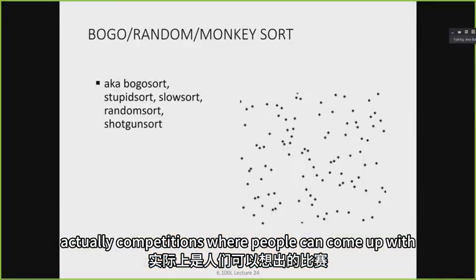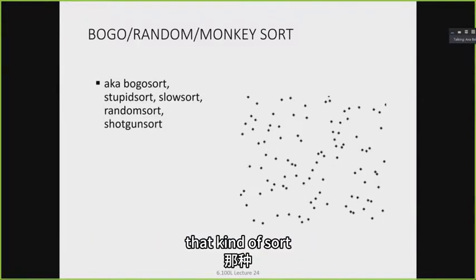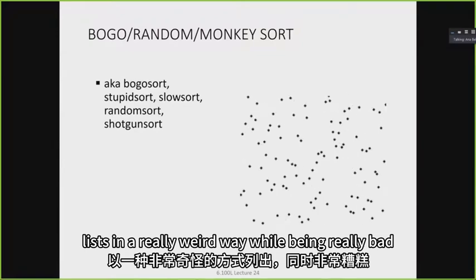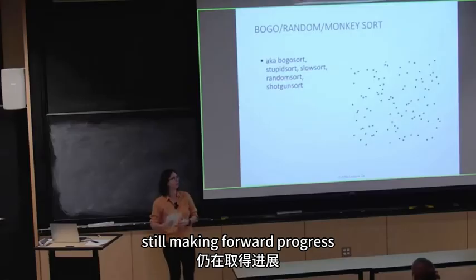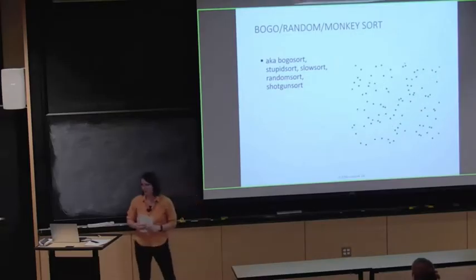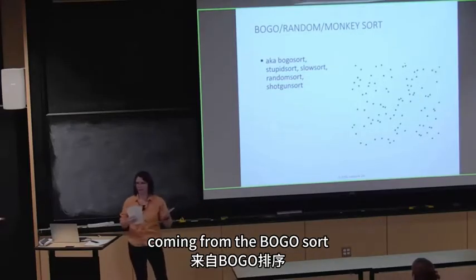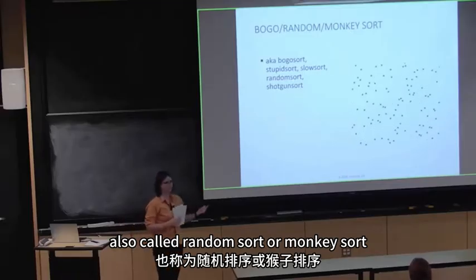And there are actually competitions where people can come up with really bad sorting algorithms that sort lists in a really weird way while being really bad, still making forward progress. And this is one of them. This one is called BOGO sort, coming from bogus sort, also called random sort or monkey sort.